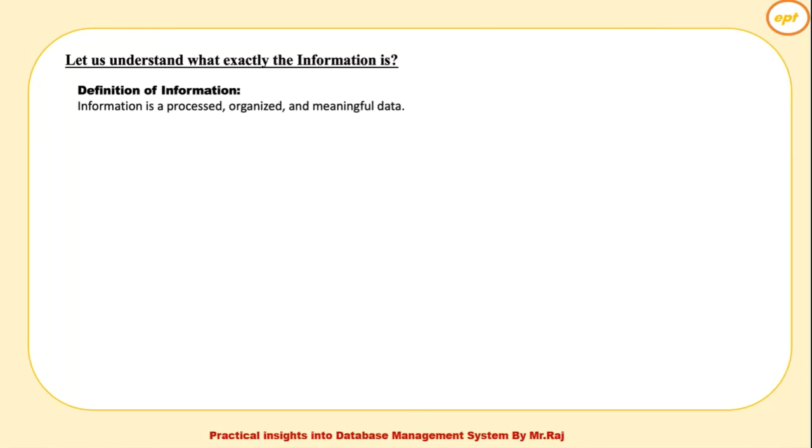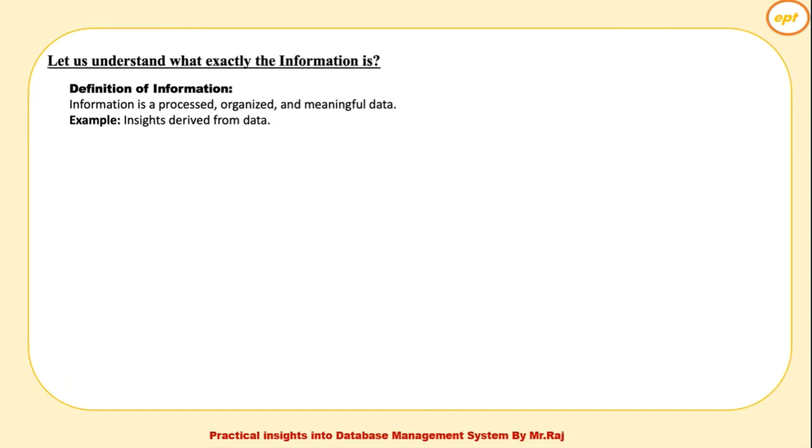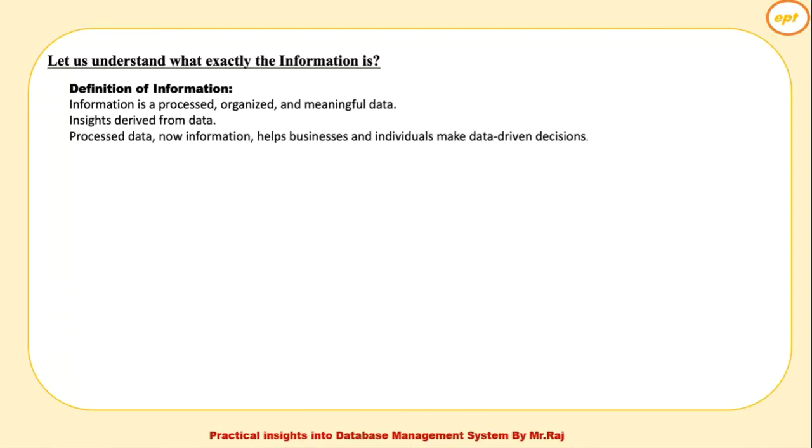That is what we will be seeing here. Information is processed, organized and meaningful data. Try to understand the terminology. Information is processed, organized and meaningful data. Are you getting? Yes. Or you can say simply, insights derived from the data. That is also how you can say it. Insights derived from the data.